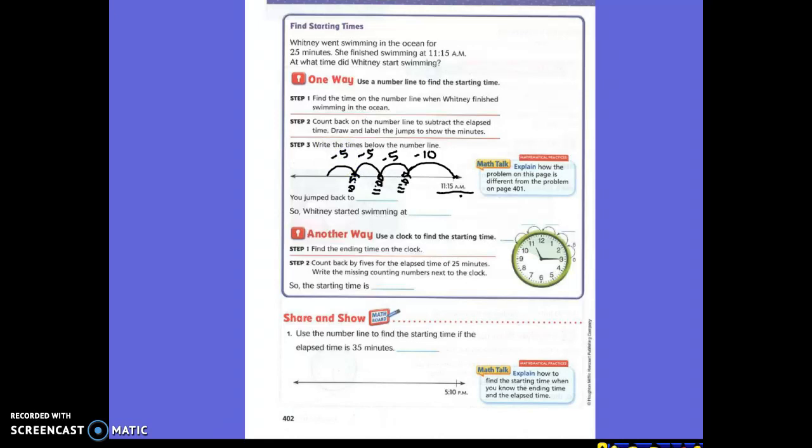Okay, what's minus 5 more minutes from 55? 10:50. Okay, so you jump back to what time? 10:50. 10:50 what? A.M. So she started swimming at 10:50 a.m. All right. Now I'm going to show you how to do this on the actual Judy clock.